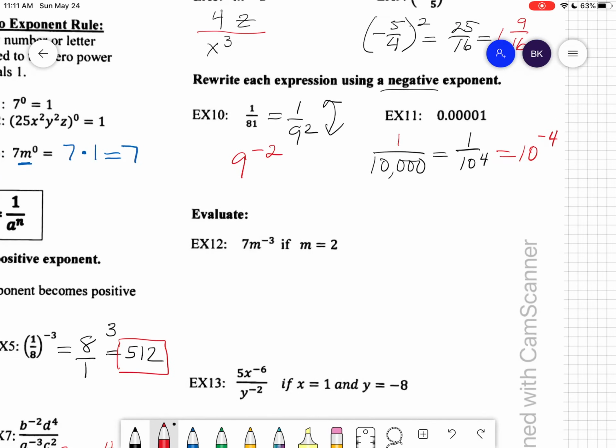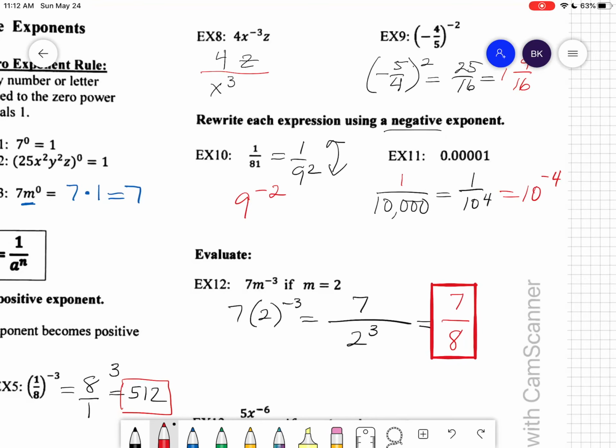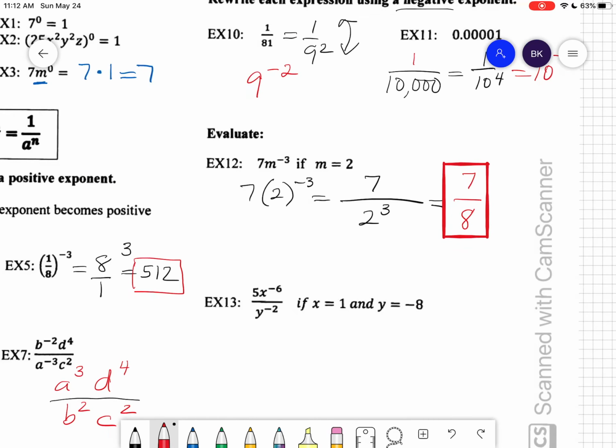Our last two examples. Let's evaluate, plug it in. 7 times m is 2, so 7 times 2 to the negative third. I'm going to put my fraction bar and decide what goes to the bottom. 7 stays at the top. 2 to the negative third goes to the bottom, becomes positive. And then I'm going to simplify that. 7/8, your final answer.